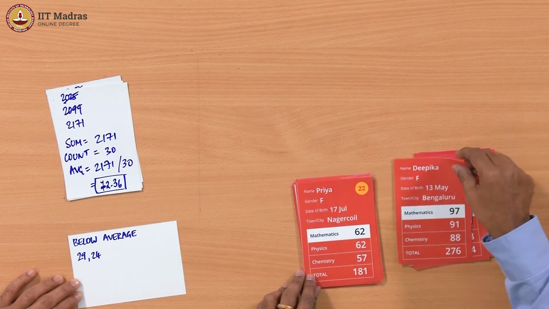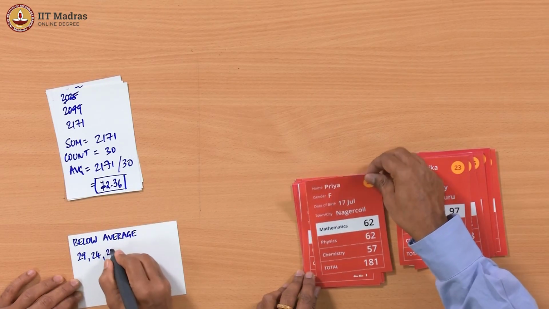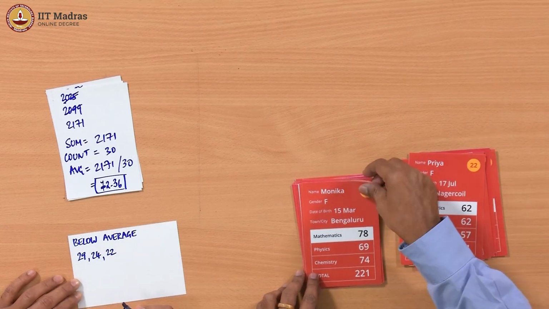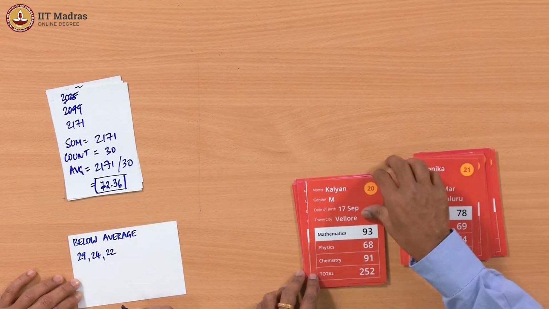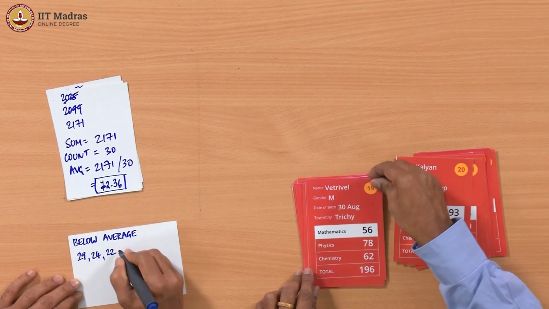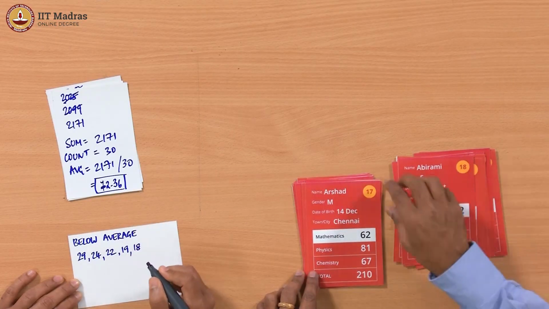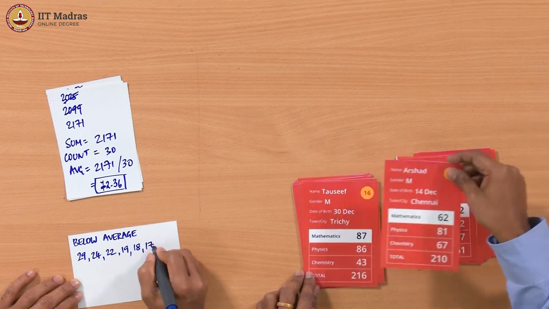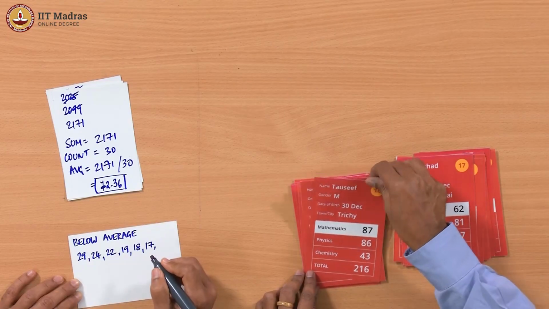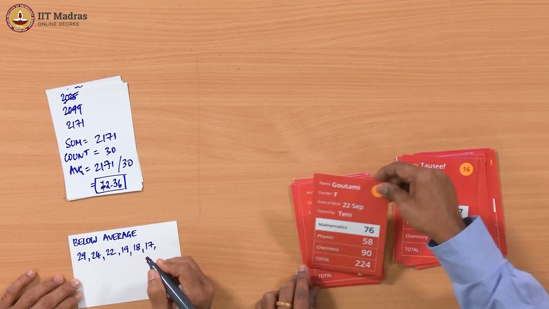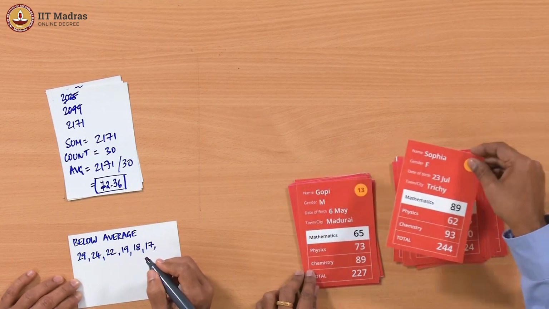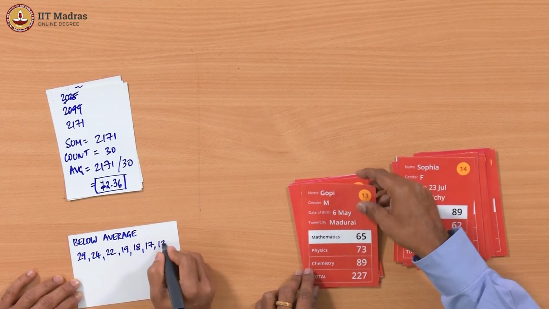97. No. 62. Yes. So card 22 is below average. 78. No. 93. No. 56. Yes. So card 19 is below average. 72. Yes. 18 is also below average. 62. Yes. 17 is also below average. 87. No. 76. No. 89. No. 65. Yes. So card 13 is below average.